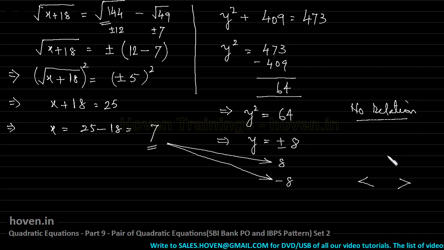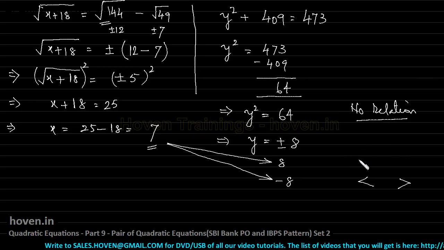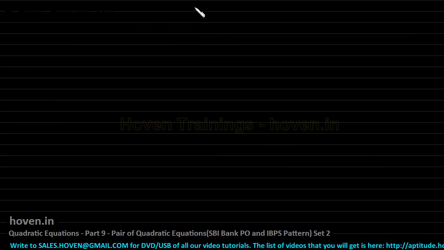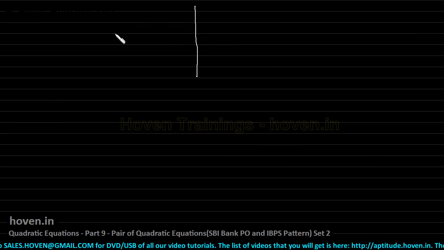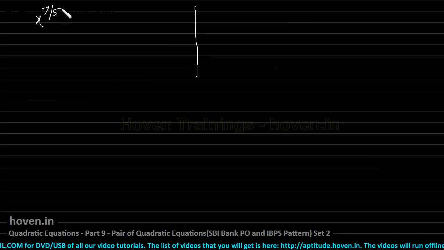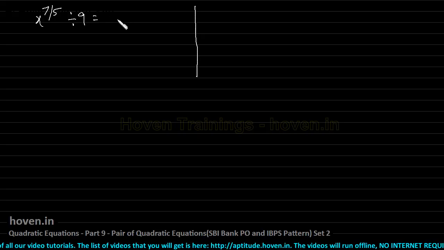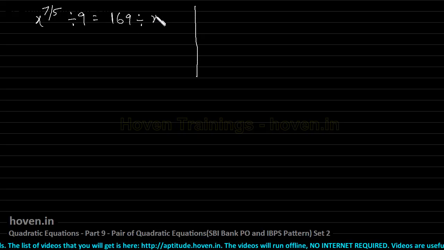This would be our answer. Let us take another question from previous years. These questions look tough, but they are really not. x raised to the power 7 by 5 divided by 9 is equal to 169 divided by x raised to the power 3 by 5.